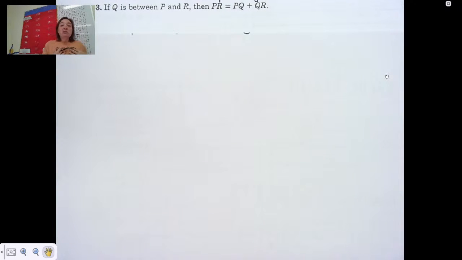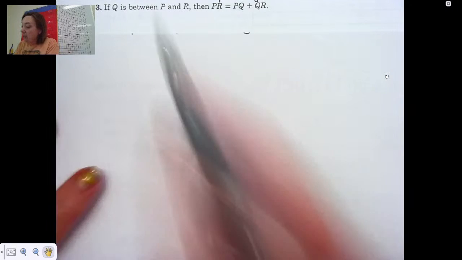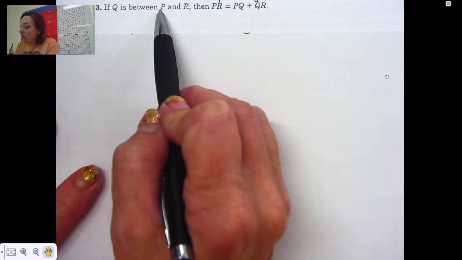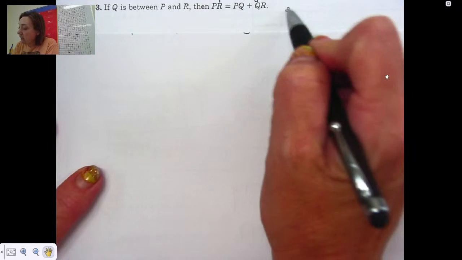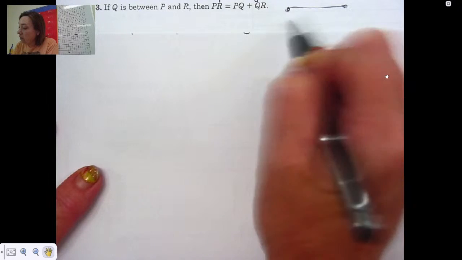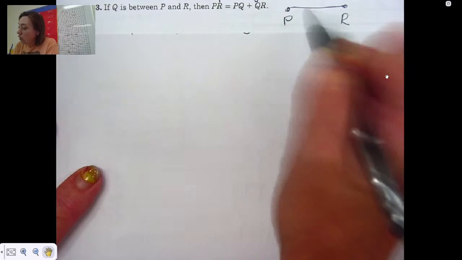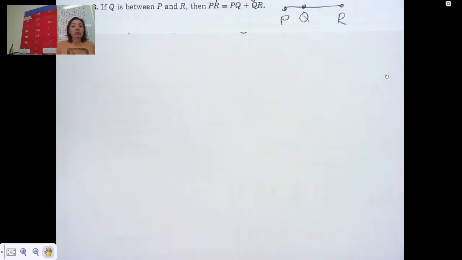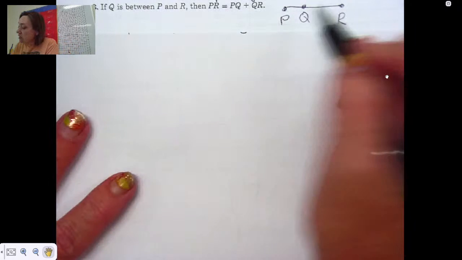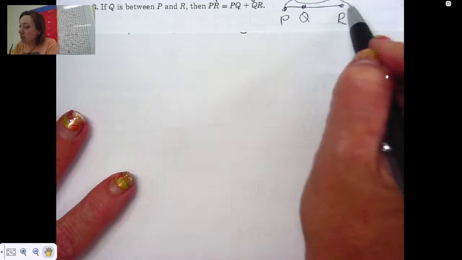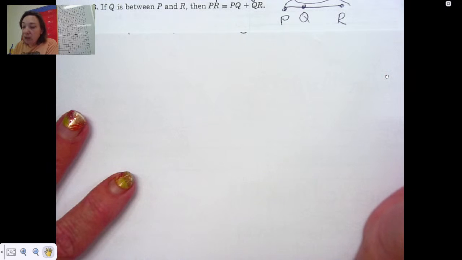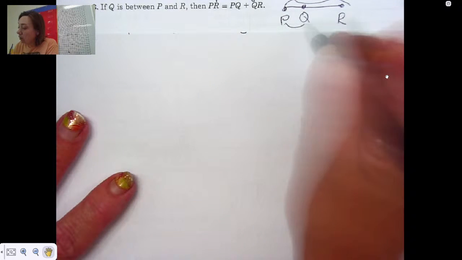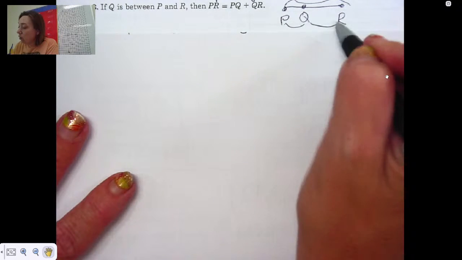Now, I don't know about you guys, but I like to see a picture of what I'm looking at. So I'm going to sketch out what it says. It says if Q is between P and R. That means I've got a segment called PR, and Q is somewhere between them. Doesn't matter where, just somewhere between them. And then it says PR, which means the measure of PR, because it doesn't have a symbol on top, is equal to PQ plus QR.